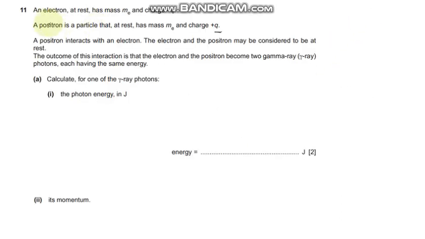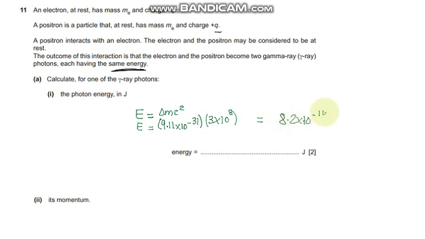So let's see a question. It says that we have an electron and a positron at rest, and the positron interacts with the electron, and it makes two gamma rays which have the same energy. It says calculate, for one of the gamma ray photons, the energy in joules. So what we can do here is apply E equals change in mc squared, where E is to be found, the mass of a single electron is 9.11 times 10 to the power negative 31, and the speed of light is 3 times 10 to the power 8. So this makes 8.2 times 10 to the power negative 14 joules.